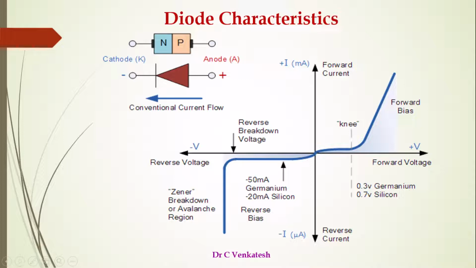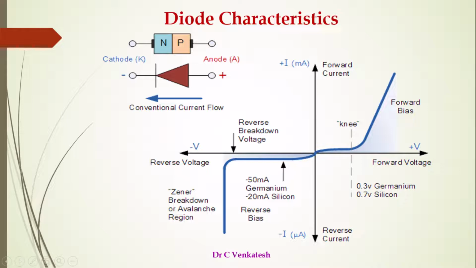Once this voltage reaches 0.7 or 0.3, with further increase in the supply voltage, the current increases in the order of milliamperes. This portion is called the exponential region and this is the linear region. Here we are going to take the resistance, that is del V by del I. The resistance value is minimum.